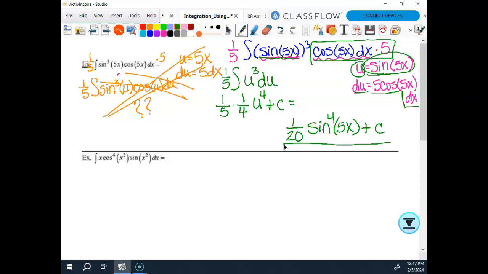Okay. What questions we got? All right, so now I want you to try the next one for real on your own. Do you think maybe you want to rewrite the original? Yeah, I'd say if it's not a secant squared, that's probably a good bet there.